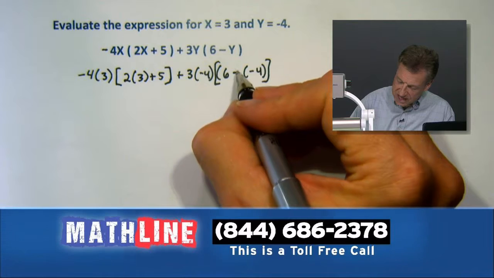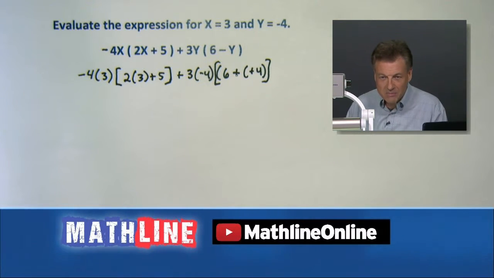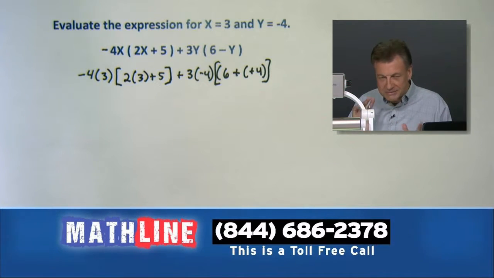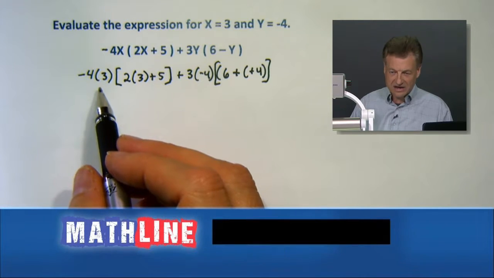By the way, let's go ahead and change that. Subtracting a negative kind of bothers me. Let's add the opposite. Go ahead and put 6 plus 4. Now, we're going to simplify inside the parentheses. We're going to simplify outside the parentheses. We're going to work things out here, all right?